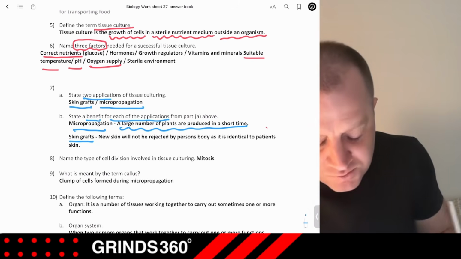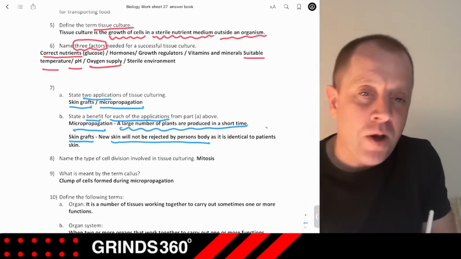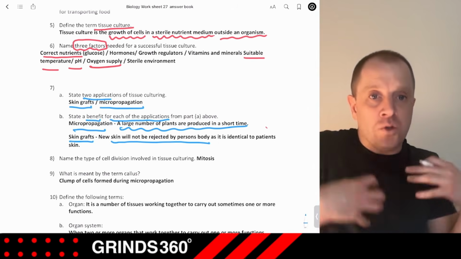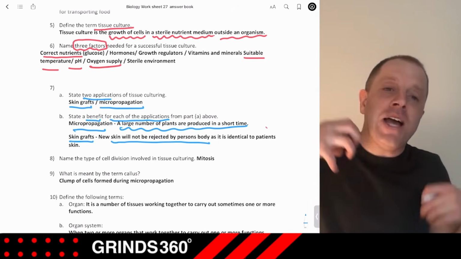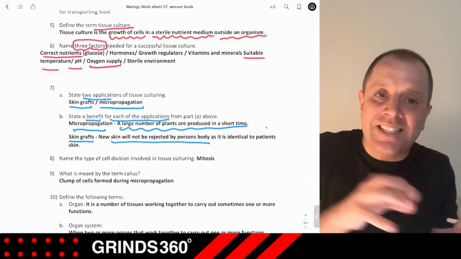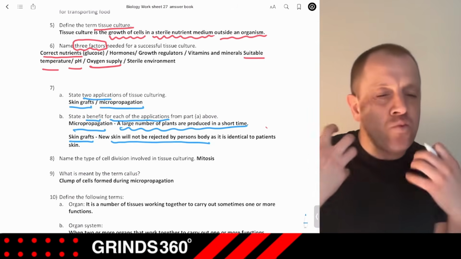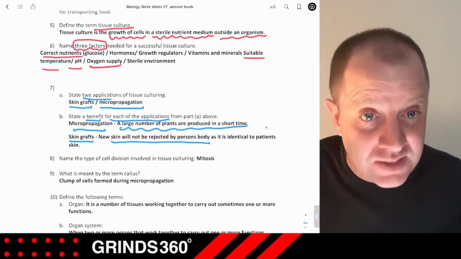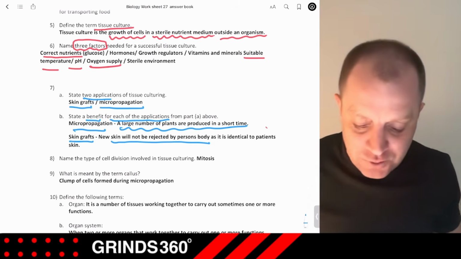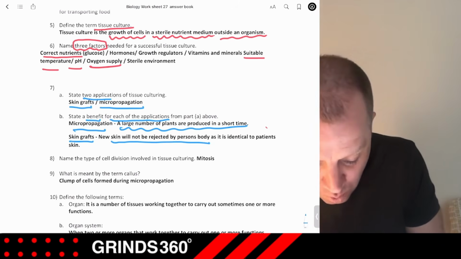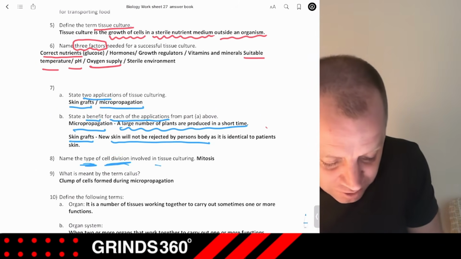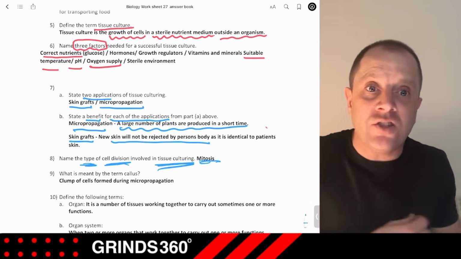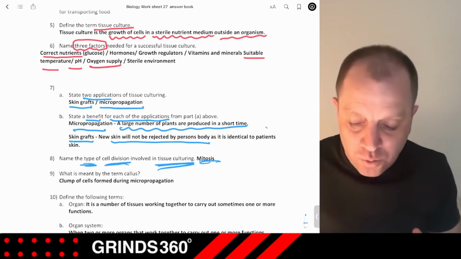Also, the benefit of skin grafts is that the person's body will not reject that skin, even though it was not taken from another part of that person's body. The skin cells that grew in the lab, your body recognizes them as your own, because the original cells that the piece of skin grew from came from that individual's body. Name the type of cell division involved in tissue culturing. It's mitosis, because one cell divides into 2 identical cells. So that allows for growth to occur.